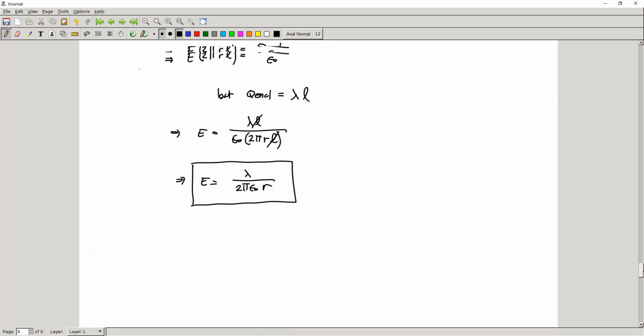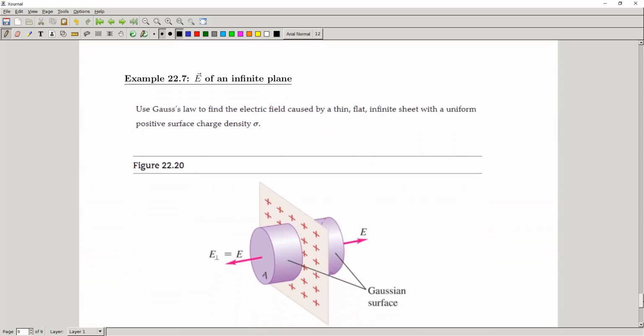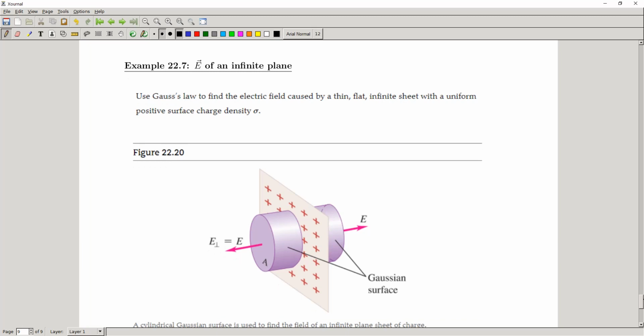Okay, so that's that example. And let's now do one last example. We're going to look at the electric field of a charged infinite plane here. But before I get into this one, let me save one more time before I lose all this. I will pause. Okay, and let's get into this final example here.